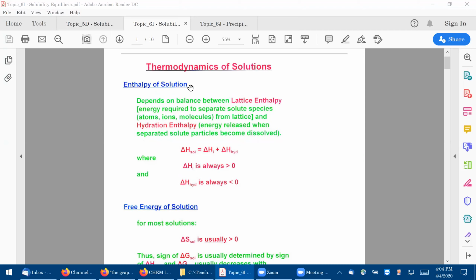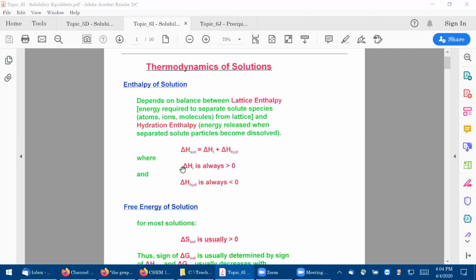We talked about the enthalpy of solution. The enthalpy of solution, of course, as we talked about earlier, is a combination of the lattice enthalpy of whatever the compound is that's being dissolved and the enthalpy of hydration that occurs when those separated particles or ions or whatever they are dissolve in water.